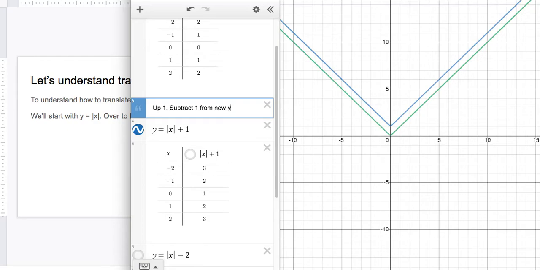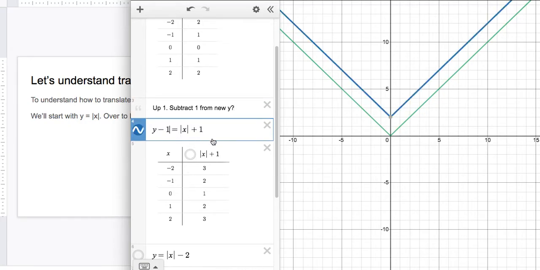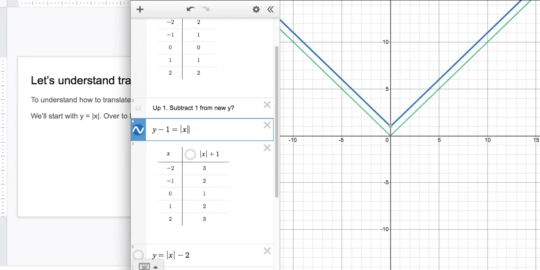Subtract 1. Huh? Wait a second. Oh, but think about it. If I were to do this, like I'm saying, look at that. Subtract 1 from the new y. Looks like the graph is the same. It's just in the world of functions, we always like to solve for y. We like the y to be equal to everything. So we shift it over.